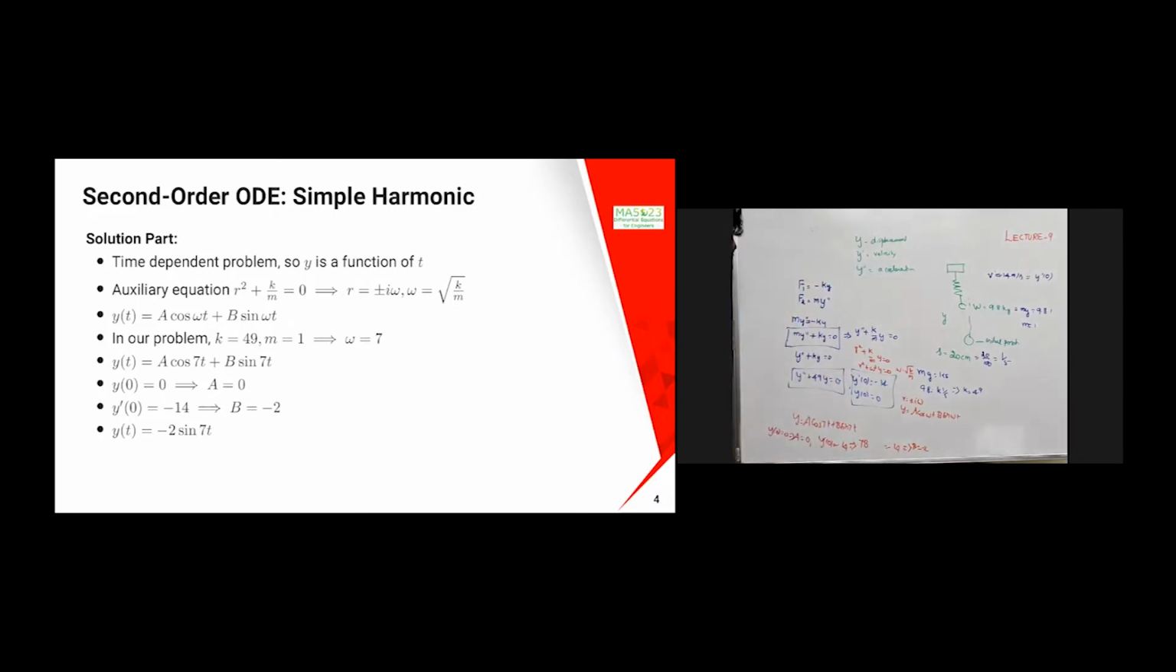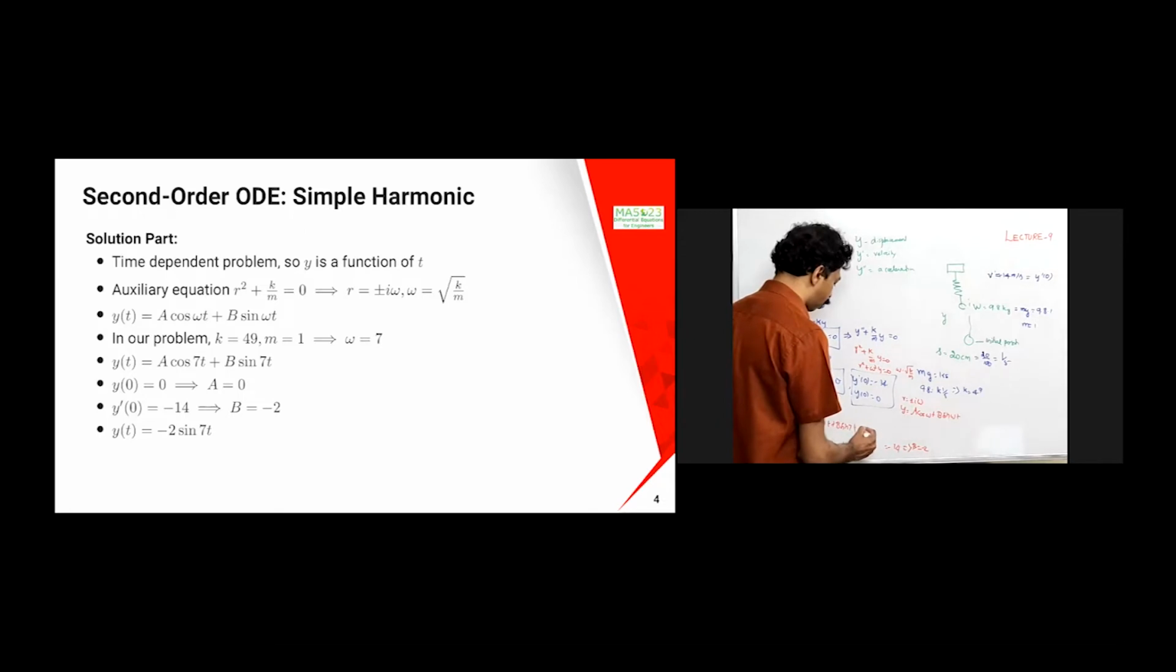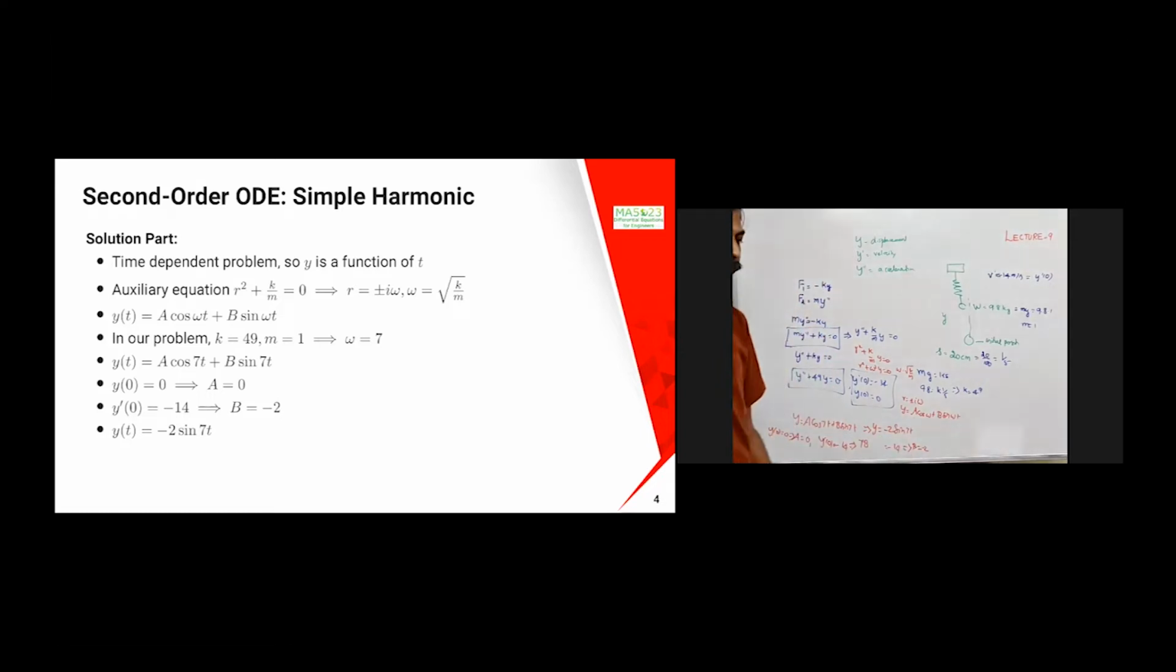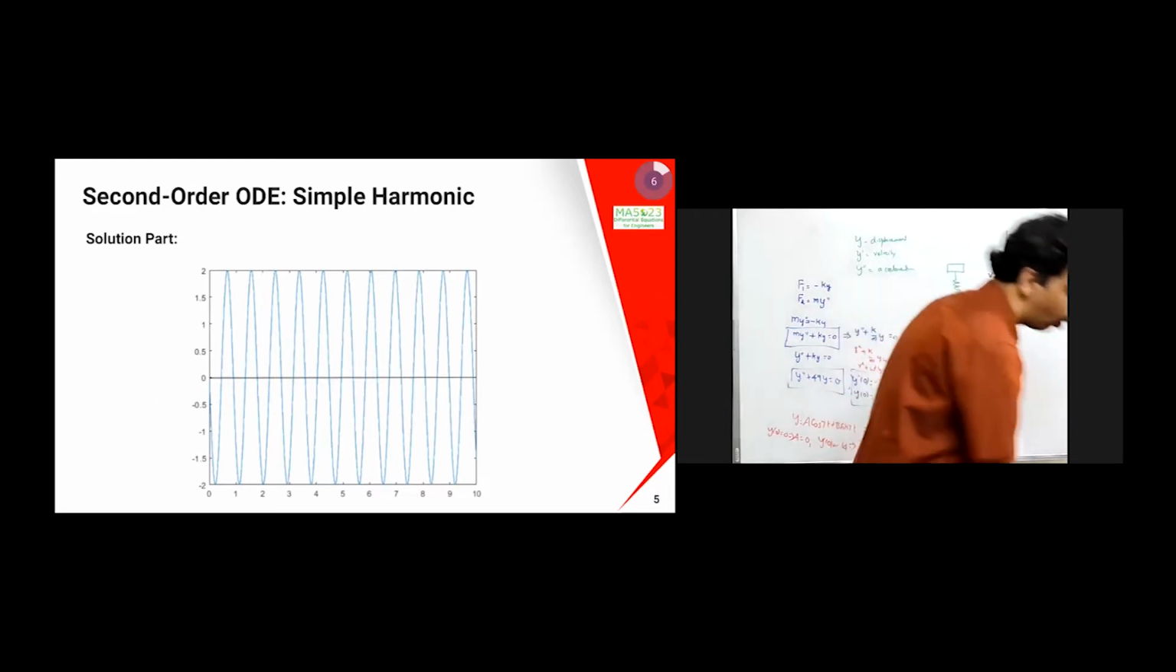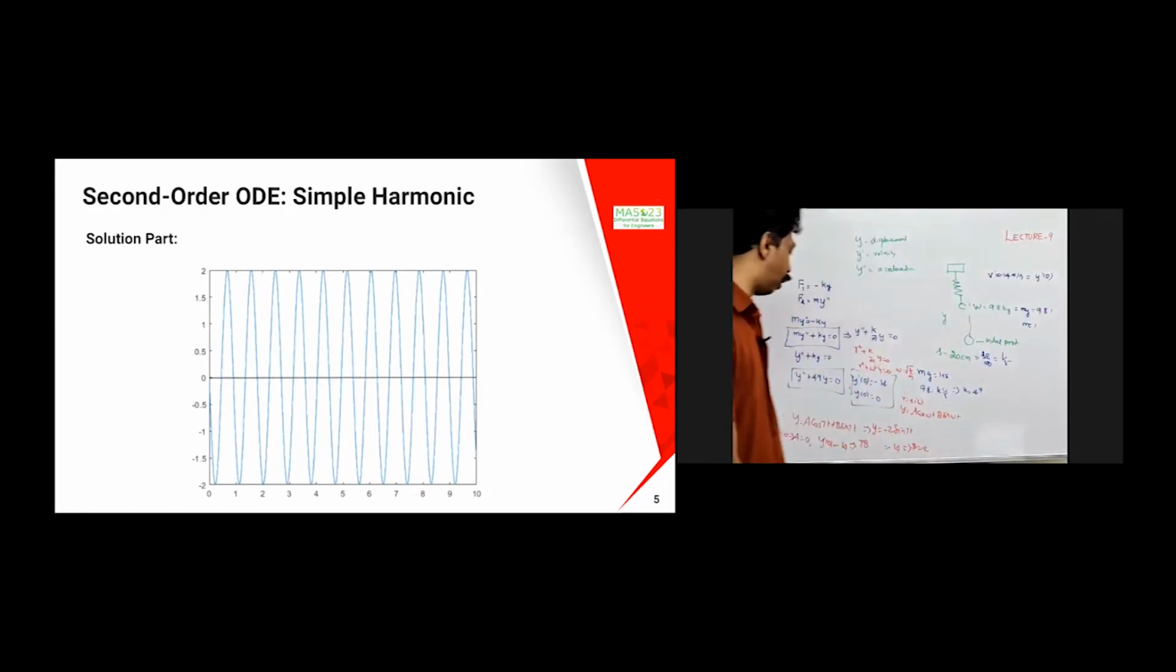Therefore, for this problem, y is equal to minus 2 sin 7t. This is going to be my solution. Let us see the graph of the problem. The graph of the problem is like this. This is the minus 2 sin 7t curve, which is going to oscillate.